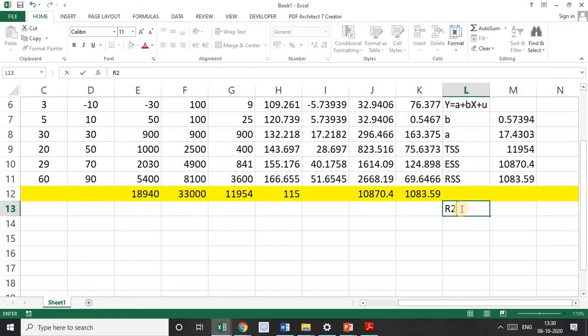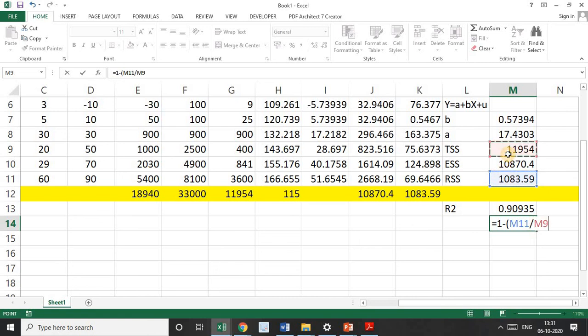Now we can find the R square. R square is equal to ESS divided by TSS, which is 0.90 something. What does it mean? 90% of the total changes in Y is explained by X, and 10% of the variations in Y cannot be explained by X. You will get a similar value when you use the other equation, 1 minus RSS divided by TSS. You will get the same result.